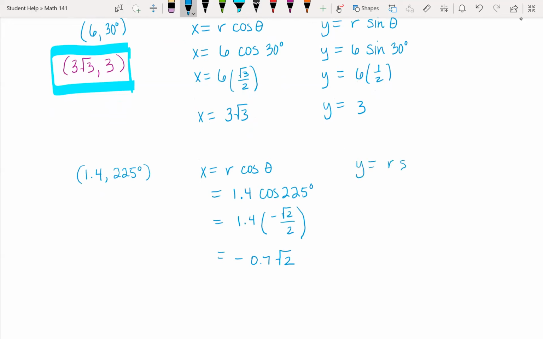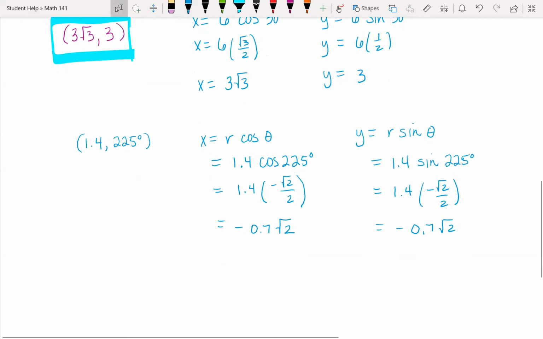Y is r times the sine of theta, or 1.4 times the sine of 225 degrees, which is 1.4 times, since 225 is in quadrant 3, also negative root 2 over 2. So I'm getting the same answer here. I'm getting negative 0.7 times the square root of 2. So the rectangular coordinates for this are going to be negative 0.7 square root of 2, negative 0.7 times the square root of 2.